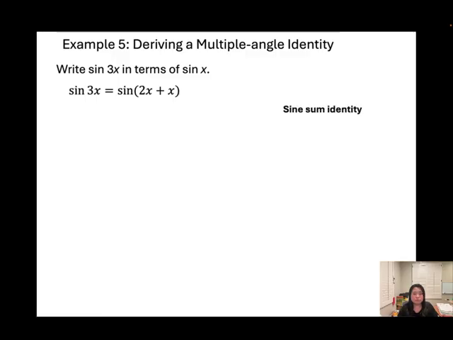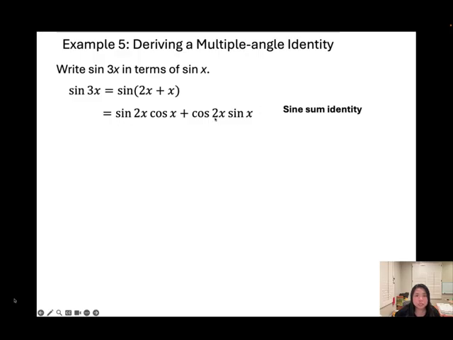Try. Okay, check your work. And then we're going to break it down one by one because we only want it in terms of sine x. So sine 2x, double angle formula, that will be 2 sine x cosine x.